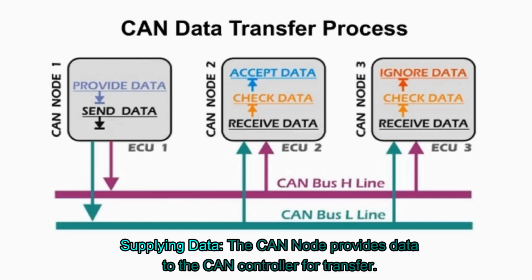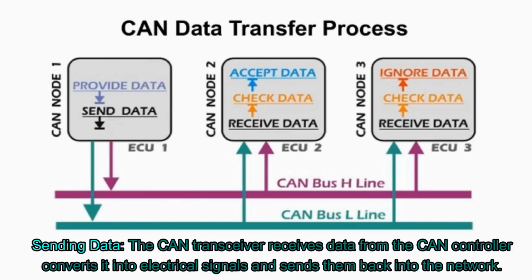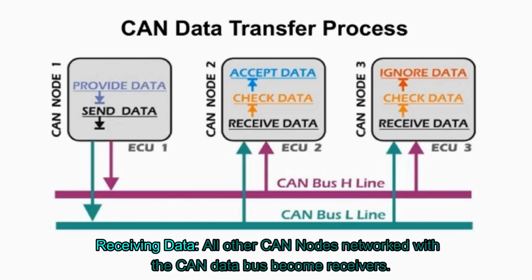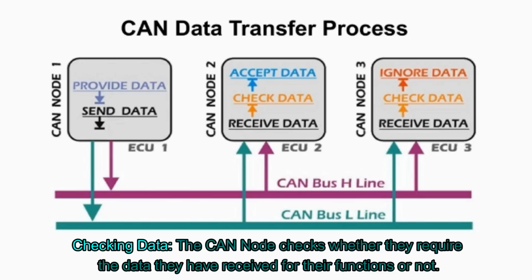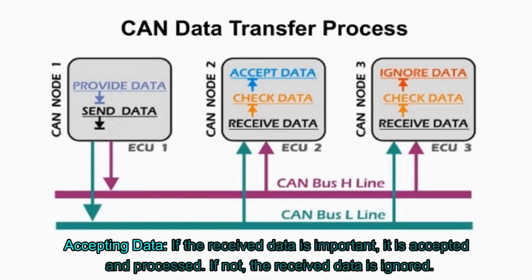Supplying data, the CAN node provides data to the CAN controller for transfer. Sending data, the CAN transceiver receives data from the CAN controller, converts it into electrical signals and sends them back into the network. Receiving data, all other CAN nodes networked with the CAN data bus become receivers. Checking data, the CAN nodes check whether they require the data they have received for their functions or not. Accepting data, if the received data is important, it is accepted and processed. If not, the received data is ignored.